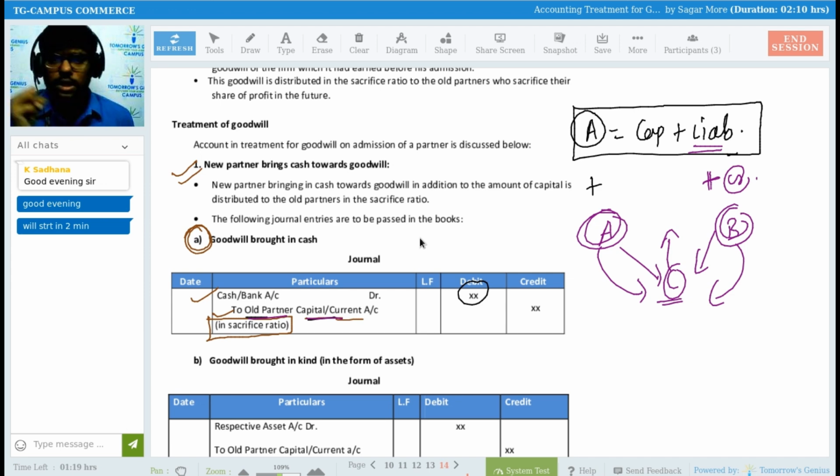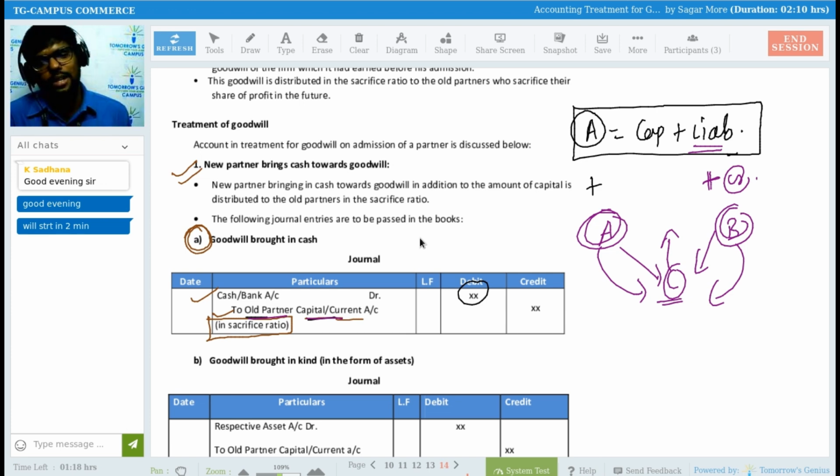This is known as a book entry. Actually, they are not getting any cash from the business, right? It's a book entry we did. We increase their capital and current account balance. Why do we increase it? The only reason is they have sacrificed in favour of the new partner. They are going to sacrifice from their profit in the future towards C, the new partner. So they should get something as compensation for the sacrifice done, right? That's why we have credited the old partners' capital and current accounts as per the sacrifice ratio.